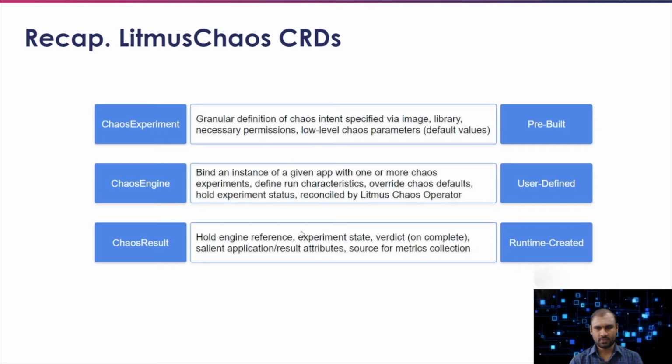The chaos result is something that is runtime created. The experiment creates this resource and it holds details of the experiment run, as in what is the verdict of the experiment, what is the status currently, and what is the nature of the experiment result. Sometimes you want to push custom results out onto the CR. Say you want to push out the number of failed requests or the total IOPS or the latency or throughput or some other attributes that you want to be represented as part of your experiment run. That can be pushed to the result.